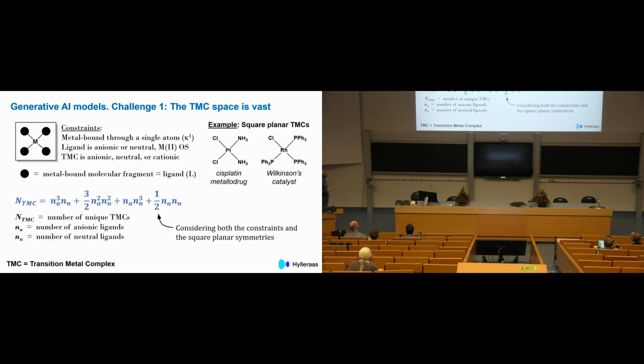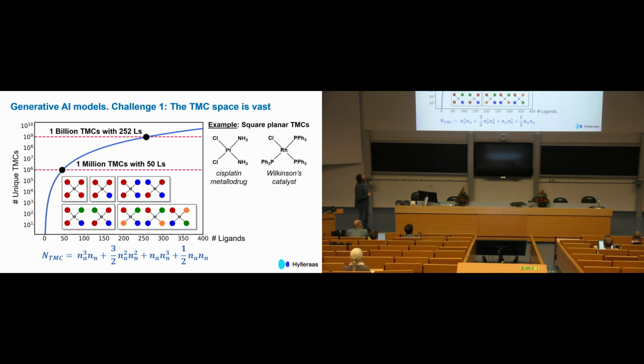With these constraints, and also taking into account the symmetries of the square planar geometry, you can derive this expression, which gives you the number of unique metal complexes depending on the number of anionic and neutral ligands that you install around it. Now you can plot this, and what you can see is that by using only a pool of 50 different ligands, you can already make more than 1 million different metal complexes. If you extend this pool further to 252 ligands, you are over 1 billion different transition metal complexes. So these spaces grow very quickly and become vast.